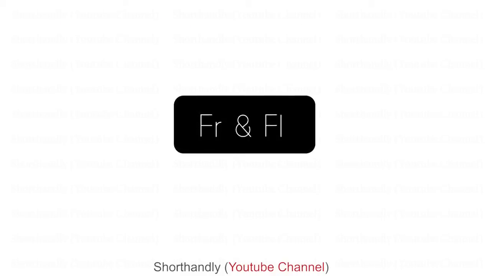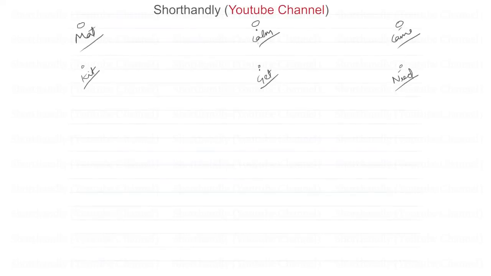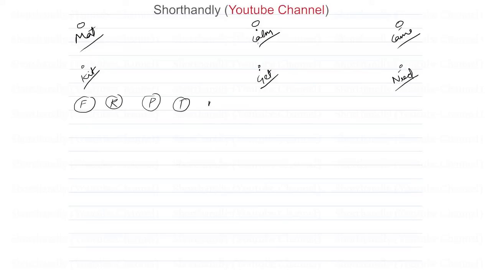In this video, we're going to have a look at FR and FL, and see how to make some words containing FR and FL. First of all, we will make some characters like F, R, P, T, M, and L. F is made like this in Gregg Shorthand, R is made like this, P is made like this, T is made like this, M is made like this, and L is made like this.